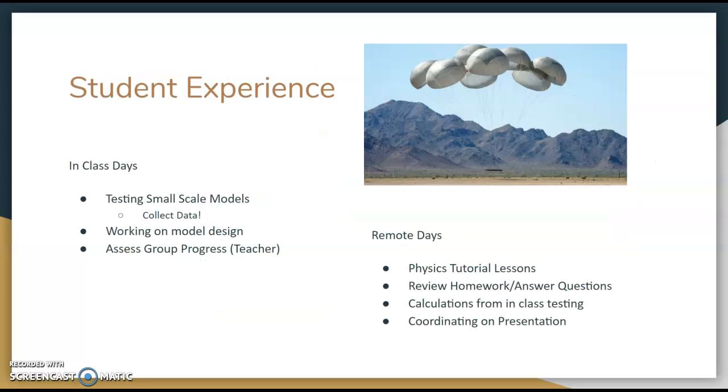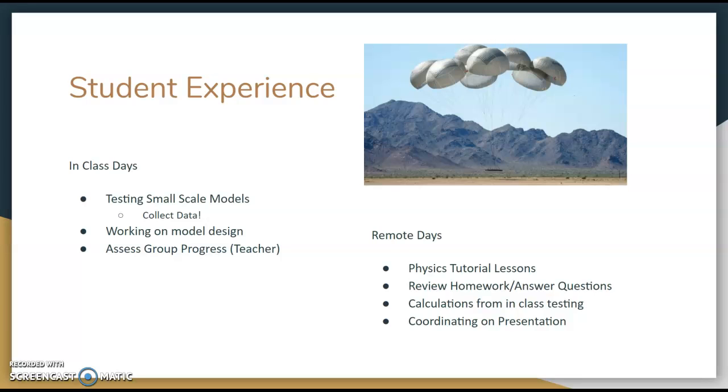So the in-class days were focused on testing. They needed to be able to use measurements of their falling small-scale models in order to build up the aerodynamic parameters of it. And this was also my biggest opportunity to step in and see how students are doing, and provide little nudges where needed.